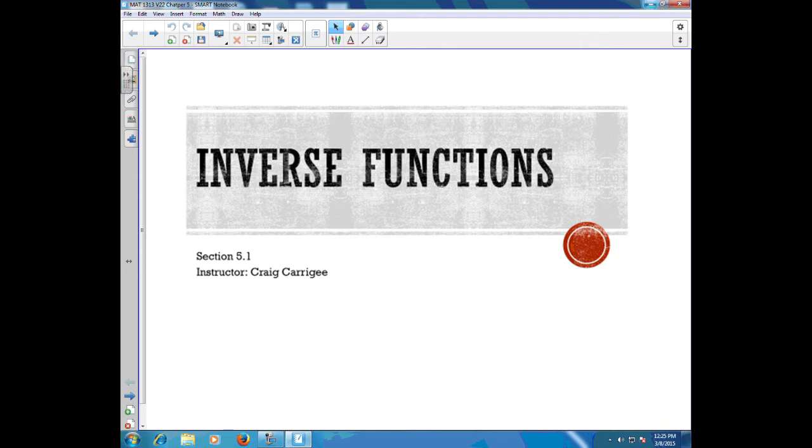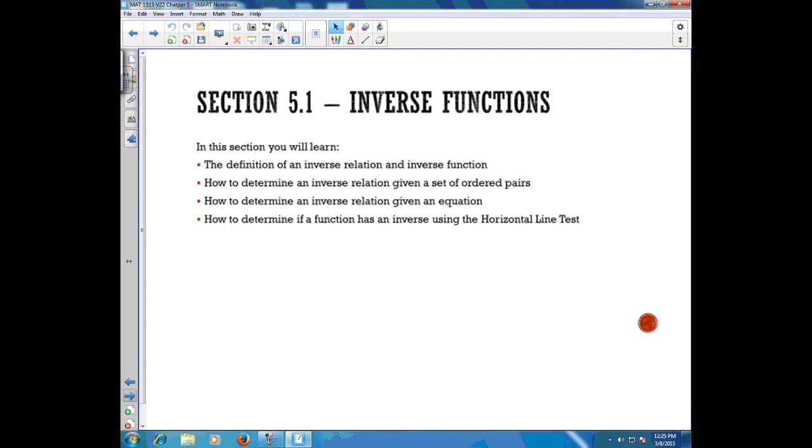Today we're going to talk about inverse functions. In this section you're going to learn the definition of an inverse function and an inverse relation. We're going to talk about how to determine the inverse relation given a set of ordered pairs or given an equation. And then we're going to talk about how to determine if a function has an inverse using the horizontal line test.